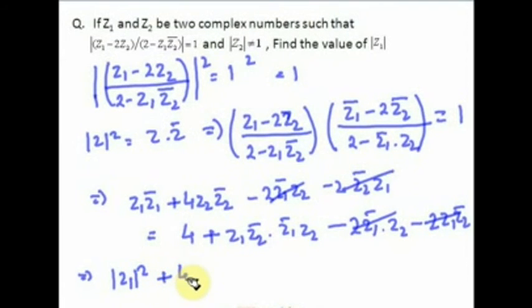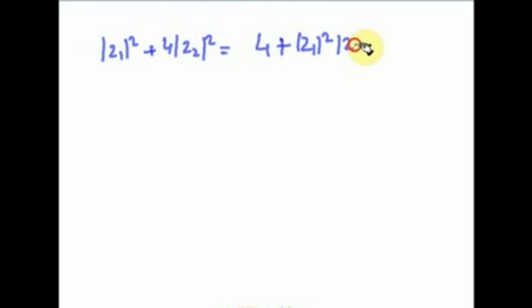z1 dot z1 bar, which will be equal to modulus of z1 square, plus 4 times modulus of z2 square, that is equal to 4 plus modulus z1 square into modulus z2 square. z1 dot z1 bar and z2 dot z2 bar can be written as modulus z1 square into modulus z2 square. We get modulus of z1 square plus 4 times modulus of z2 square is equal to 4 plus modulus z1 square into modulus z2 square.